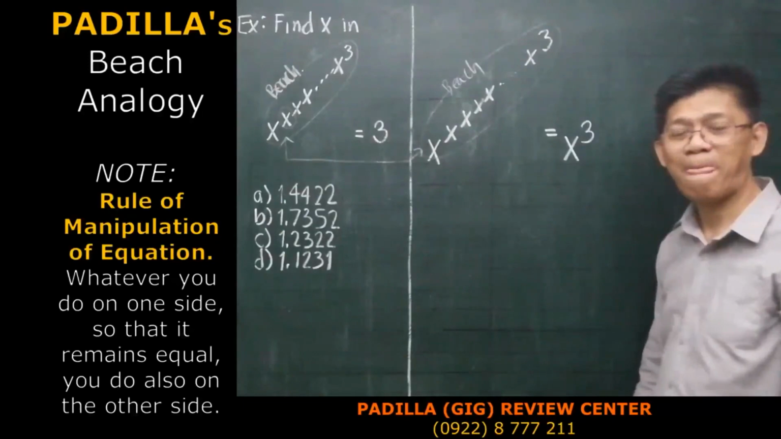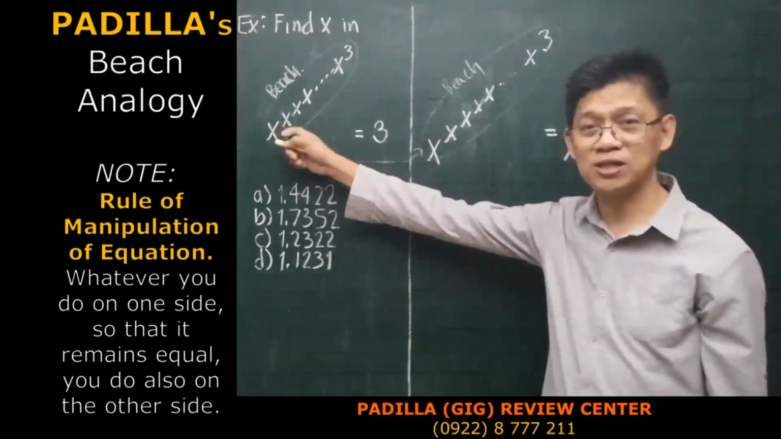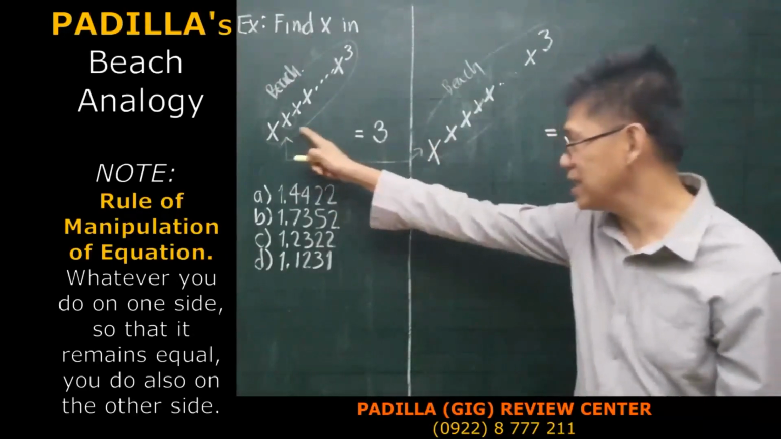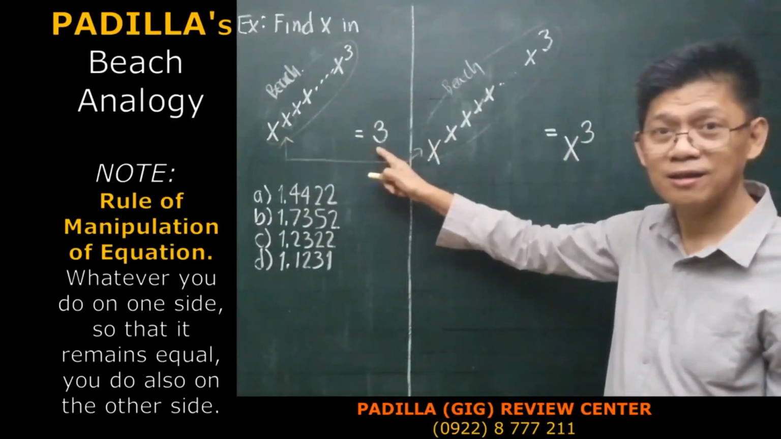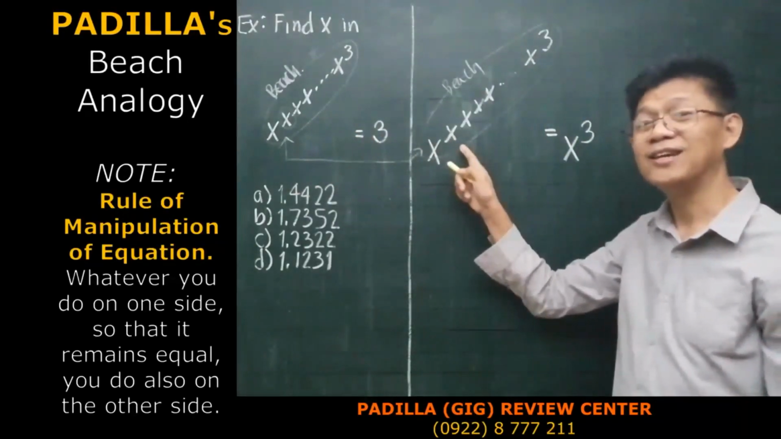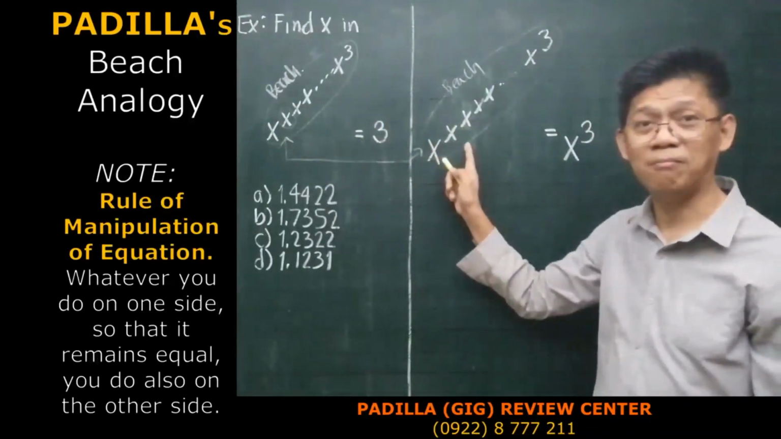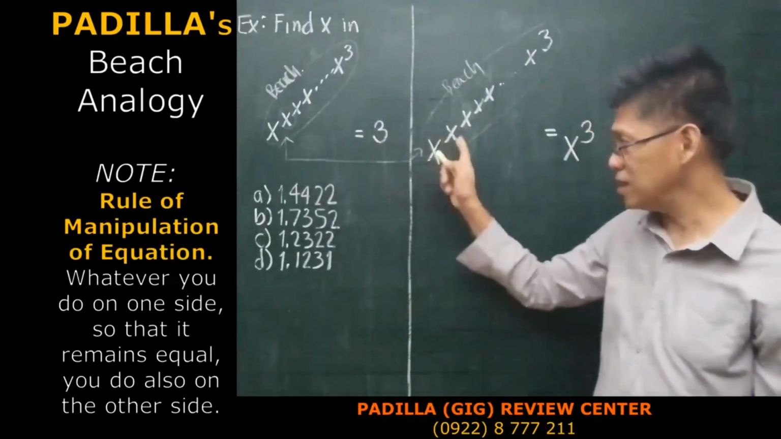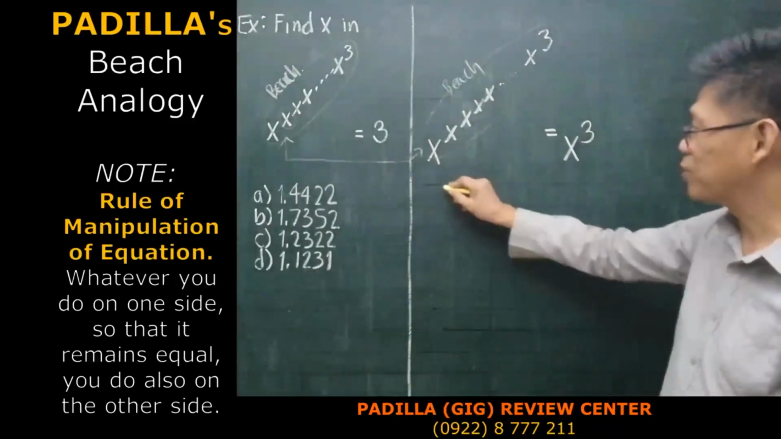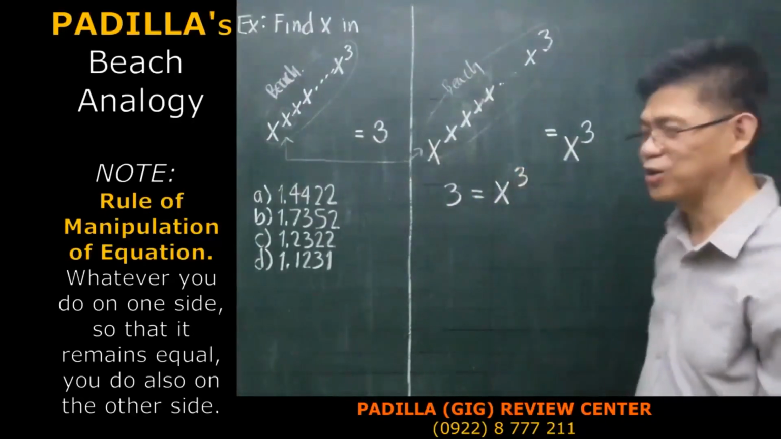You follow? Maliwanag. Okay. Now, sabi natin this beach and this beach are the same. This is equal to 3, right? Kung ito 3, this is equal to 3? Yes, because this and this are the same. So if this is 3, this is practically 3 also. So we now have 3 is equal to x cubed.